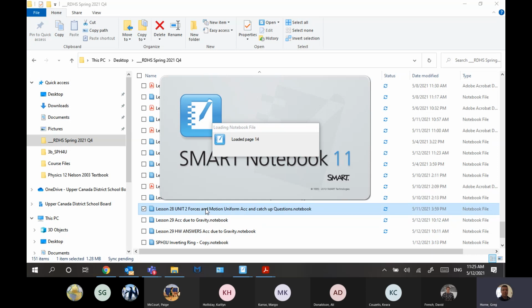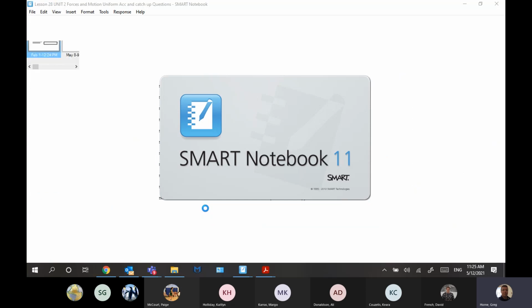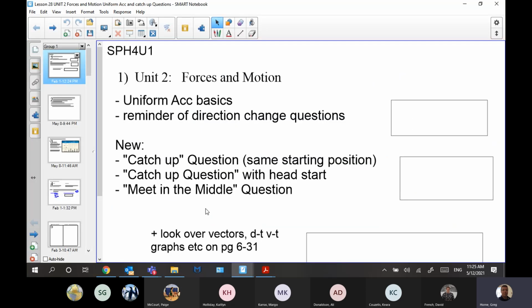So I'm just going to very briefly introduce the idea of this uniform acceleration stuff and remind you of things that we did in a lot of detail in grade 11. My intention is not to spend a lot of grade 12 time on uniform acceleration, but it'll come up in other types. So I just want to do this part for now, which is just your uniform acceleration basics, and give you a chance to review some of that stuff.